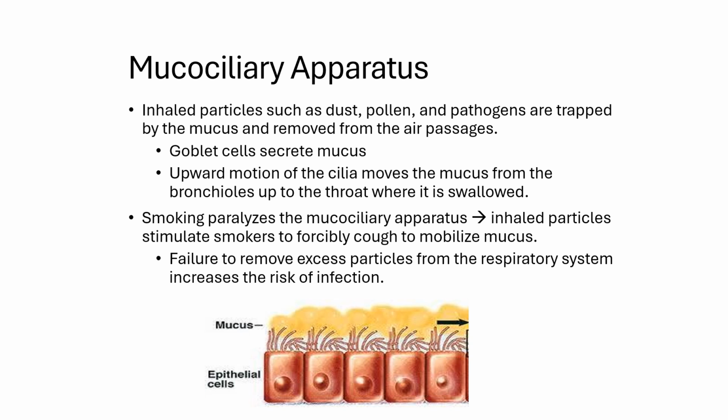The mucociliary apparatus, basically what happens here is you'll have inhaled particles such as dust, pollen, and pathogens that are trapped by the mucus and removed from the airway passages. So what you'll have are these things called goblet cells that secrete mucus, and I'll show you on the next slide what that looks like. Basically, the upward motion of the cilia moves the mucus from the bronchioles up through the throat where it's swallowed.